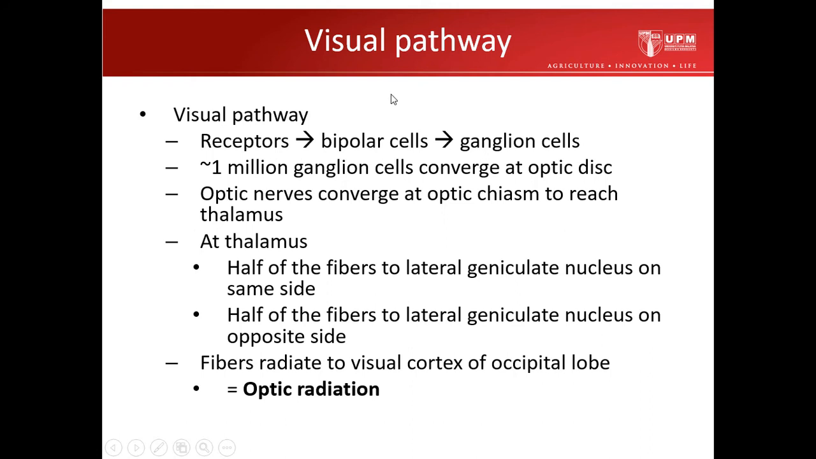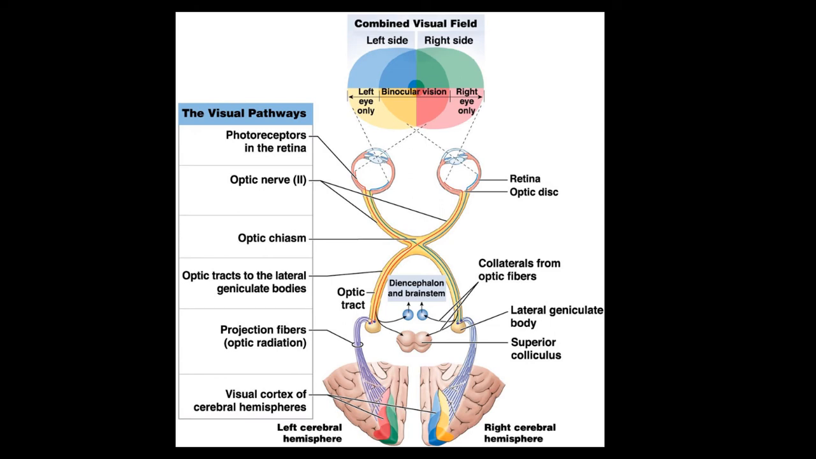Now let's take a look at the visual pathway. The visual images from the left and right eyes overlap, and the visual cortex of each cerebral hemisphere receives information from both eyes. The visual pathway begins at the photoreceptors in the retina. Each photoreceptor monitors a specific receptive field of vision, and when stimulated, it passes the information through a bipolar cell, then to a ganglion cell.